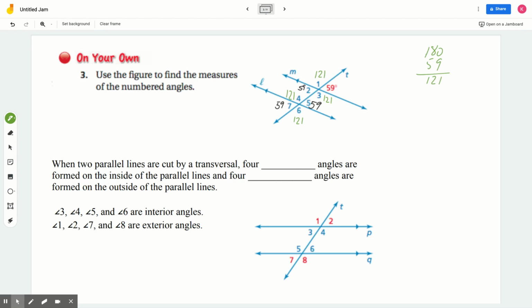When two parallel lines are cut by a transversal, four interior angles are formed on the inside of the parallel lines, and four exterior angles are formed on the outside of the parallel lines. Here you can see that angles 3, 4, 5, and 6 are called interior because they're on the inside of those parallel lines. Angles 1, 2, 7, and 8 are exterior because they're on the outside of those parallel lines.